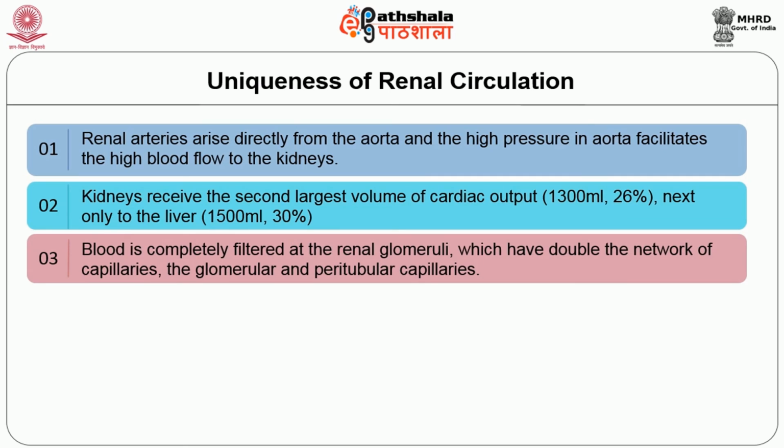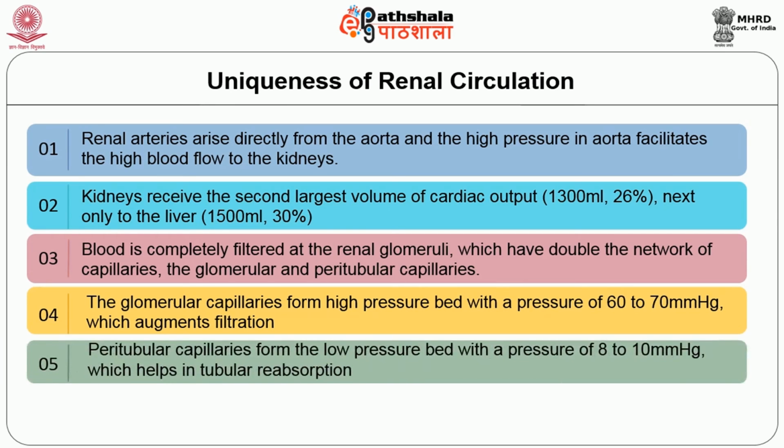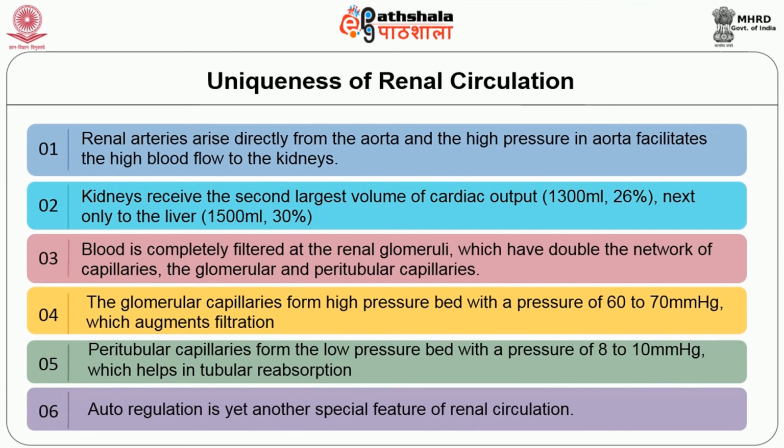Thirdly, blood is completely filtered at the renal glomeruli, which have a double network of capillaries, that is the glomerular and peritubular capillaries. The glomerular capillaries form a high pressure bed with a pressure of 60 to 70 millimeters of mercury. This augments filtration. The peritubular capillaries form the low pressure bed with a pressure of 8 to 10 millimeters of mercury, which helps in tubular reabsorption. Autoregulation is yet another special feature of renal circulation.